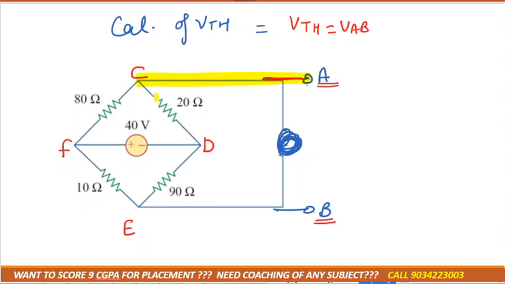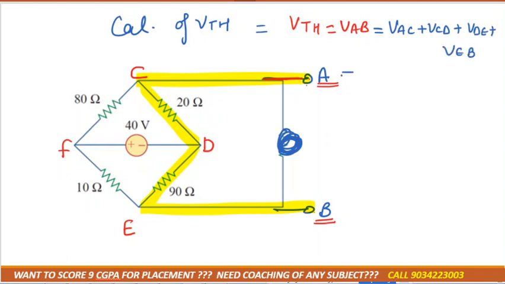You are moving from A to C, right? You can move from C to D, you can move from D to E, and you can move from E to B, correct? Or you can choose the C to F or F to E path. You need to choose only one path. So try to choose the shortest path, okay? So VAB would be equal to VAC plus VCD plus VDE plus VEB, right?